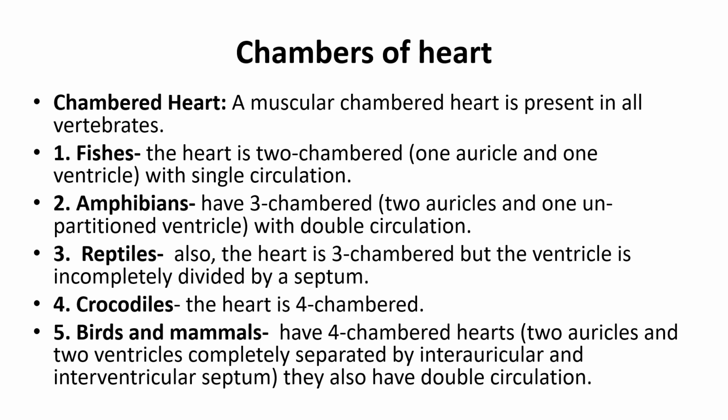Fishes contain hearts of two chambers, one auricle and one ventricle, with single circulation. Amphibians have three chambers, two auricles and one ventricle, with double circulation. Reptiles have three chambers, but the ventricle is incompletely divided by a septum. In crocodiles, there are four chambers. Birds and mammals have four-chambered hearts, two auricles and two ventricles, completely separated by the interauricular and interventricular septum, and they have double circulation.